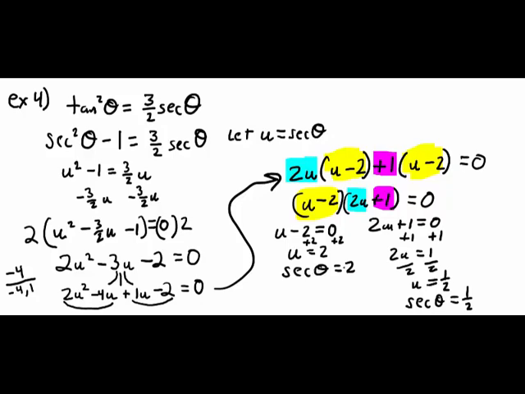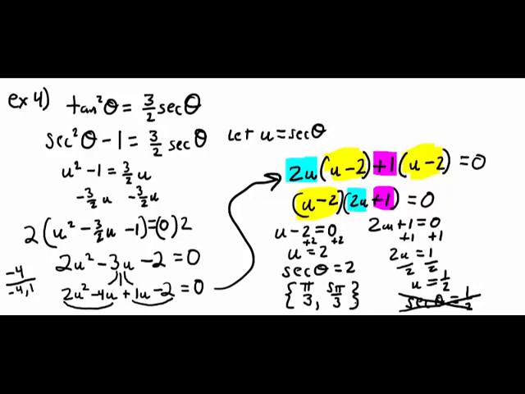Now if I look at secant theta when that's equal to 2, thanks to my filled out unit circle, I have that to be pi over 3, and I have that also to be 5 pi over 3. Now if I look at my unit circle and try to find when secant theta equals 1/2, it doesn't. There's no situation when secant theta equals 1/2. You might be thinking of sine or cosine, but this is secant, so this answer doesn't work, and this ends up being my solution set.